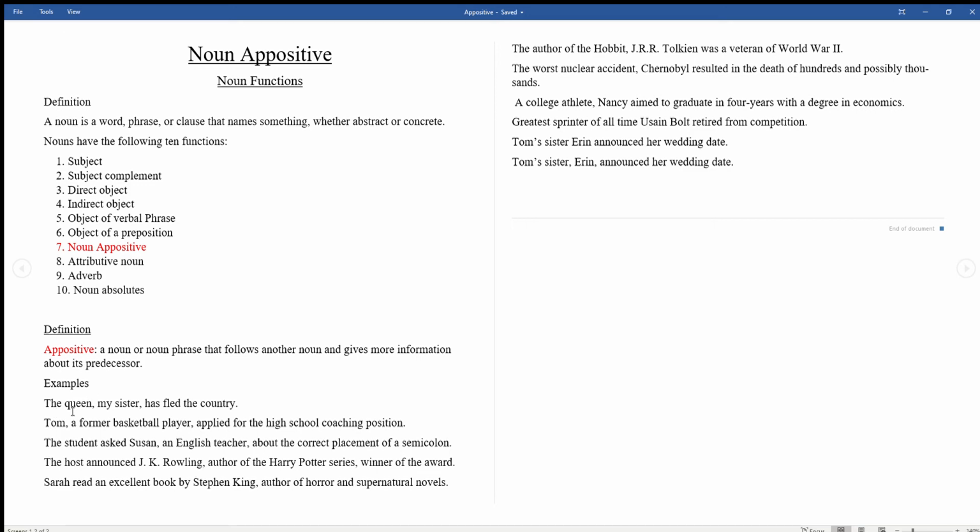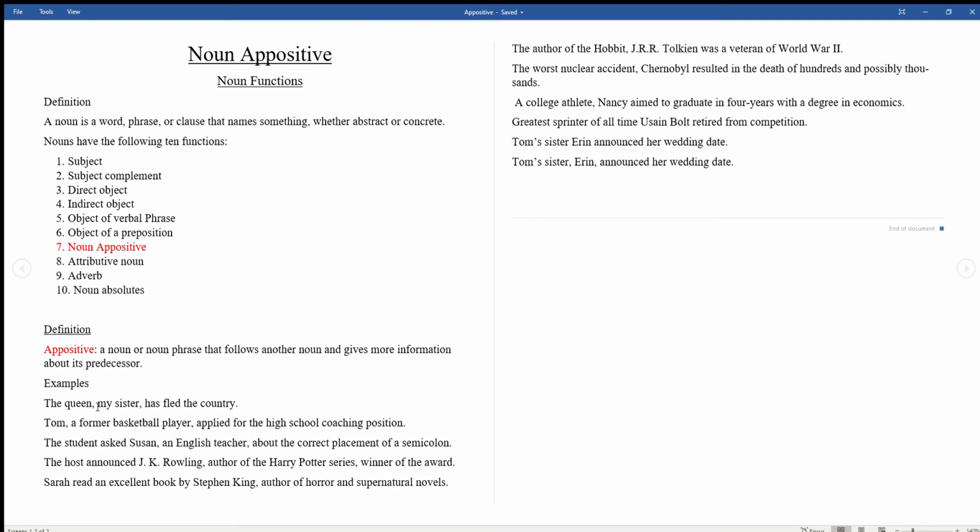So here's an example of noun appositives. The Queen, my sister, has fled the country. This my sister is the appositive. So you can see the Queen is the noun. So by definition, it's a noun. This my sister is giving more information about this noun, the Queen, sorry. So my sister is saying more about this noun. And you'll notice we have commas around that. And I'll explain the commas as we go along.